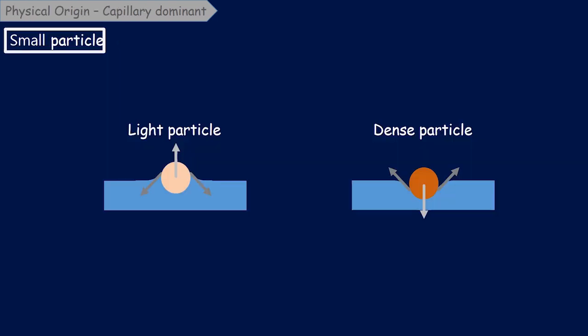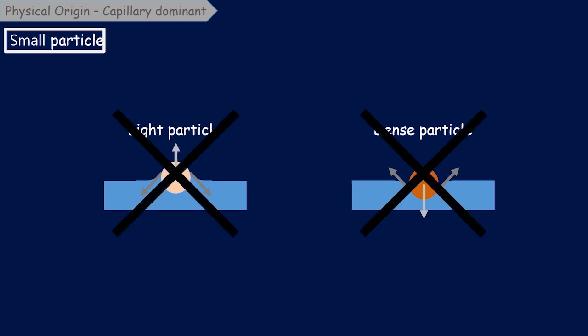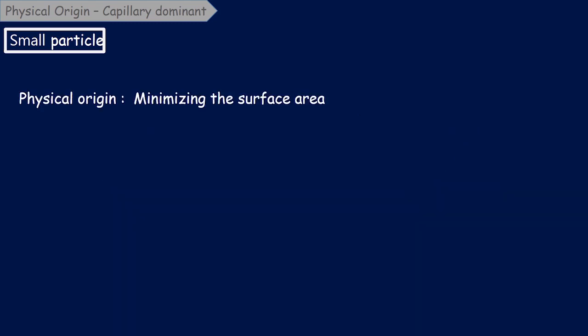Let's move on to the small particle case. As we discussed before, if the particle is small, then the gravitational effect is negligibly small compared to the capillary effect. So, the density difference, which is the physical origin of the gravitational effect, cannot be a dominant factor over the interaction between particles. Instead of the density difference, the driving force in this region is the capillary force to minimize the surface area.